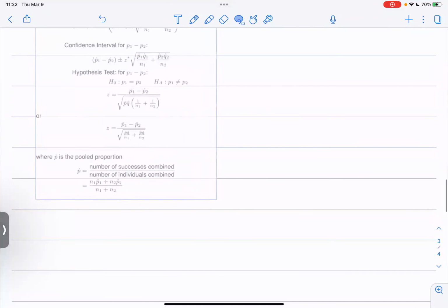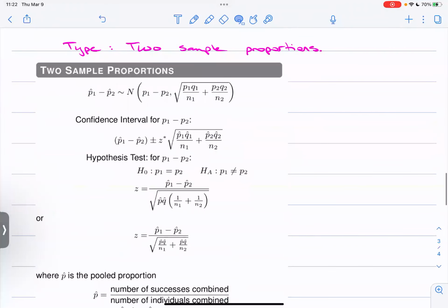Two sample proportions is exactly what it sounds like. Now you have two samples and you want to compare the proportions from those samples. Maybe you have voting information from the West Coast versus the East Coast, for example, or support for people who vote Democrat or Republican. So now you've got these two different samples and you want to compare their proportions.